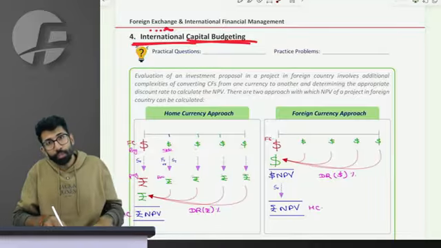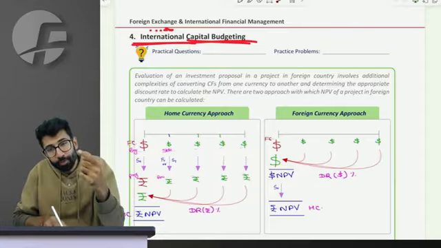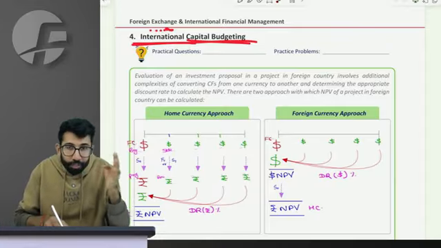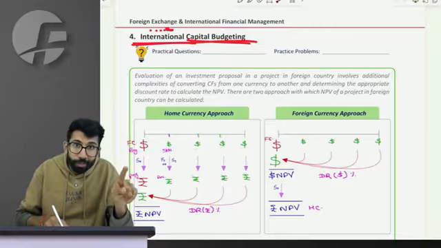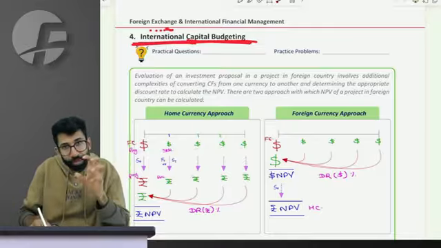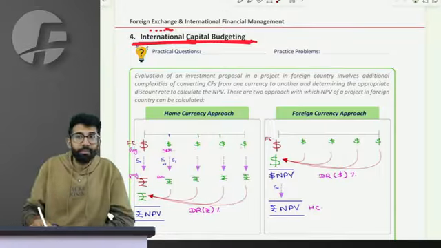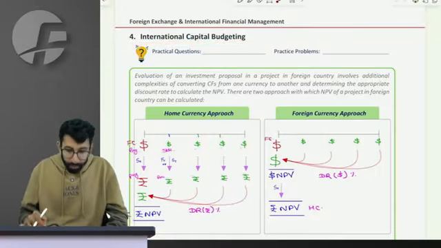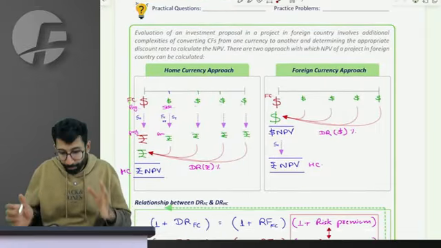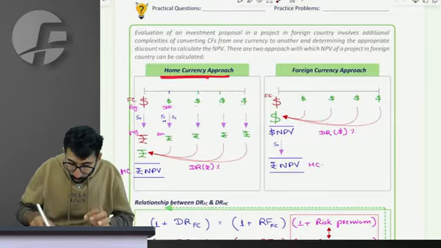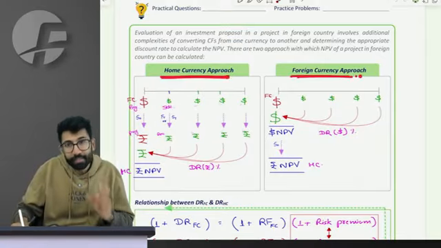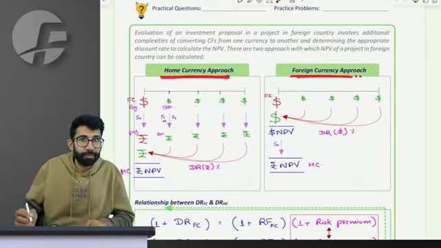I want to invest in the US, so my initial outflow will be in dollars. The amount of inflows I will have will also be in dollars. In that case, how do you do capital budgeting? How do you calculate NPV is the question. So let's understand it in a simple way. Sir, there are two approaches to solve this or to calculate NPV.